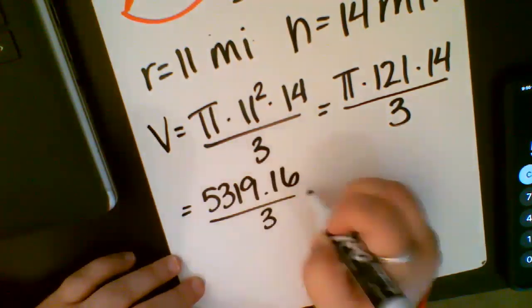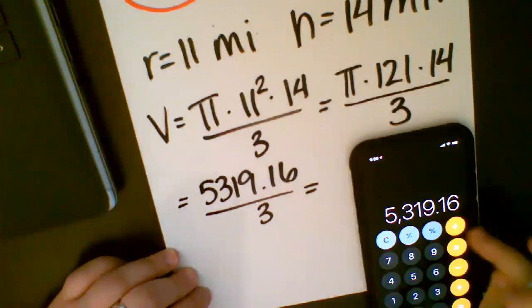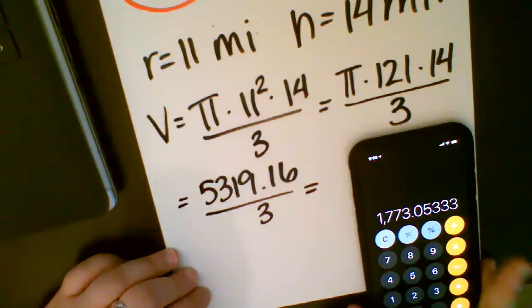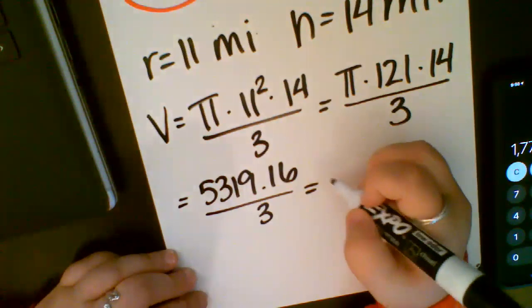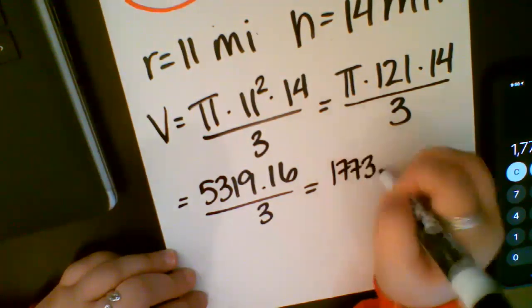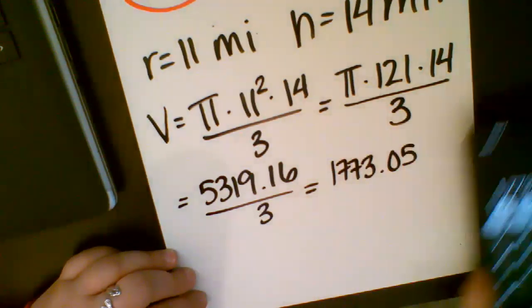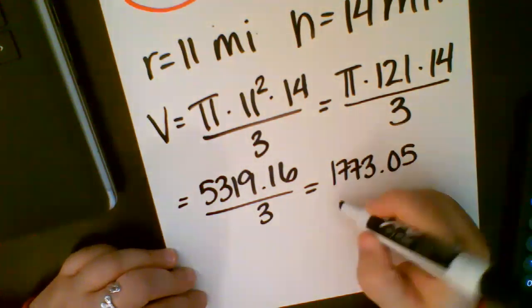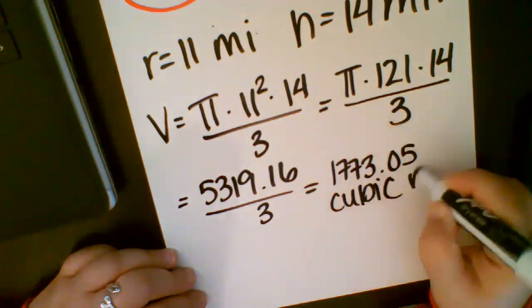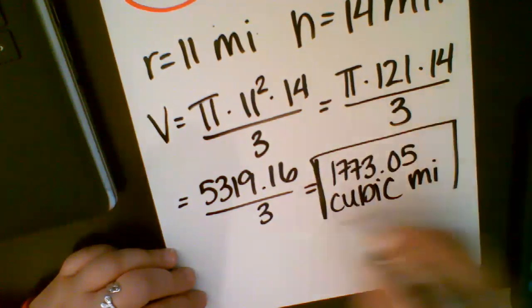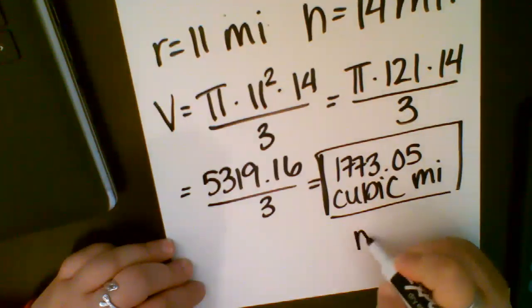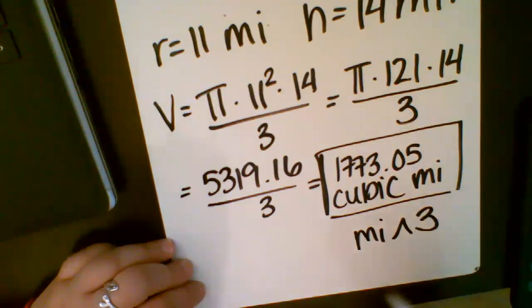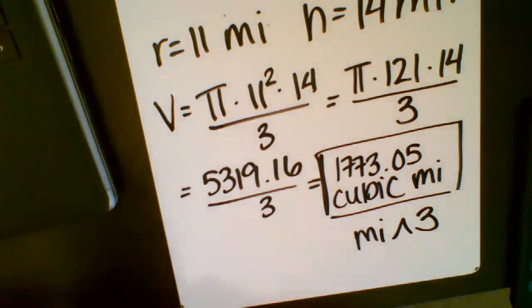5319.16 divided by 3. And our last step, divide that into 3 pieces. We get a big number, but smaller than if it was a cylinder. I'm going to round this to 0.05 because the number after the 5 is a 3, so we keep it. So this would be cubic miles. Or, as Lonnie just asked, miles caret 3. That's another way of doing miles cubed.